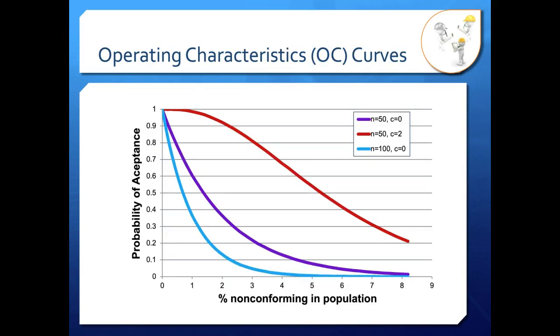Here's some sample OC curves. So our sample size is either 50 or 100 in these, and our acceptance criteria is either 0 or 2. Notice that the shape of these changes based on the sample size and the acceptance criteria. But before we get to that, let's talk about the probability of acceptance in terms of the percent nonconforming in the population. Let's keep the acceptance criteria in mind, 0 and 2.